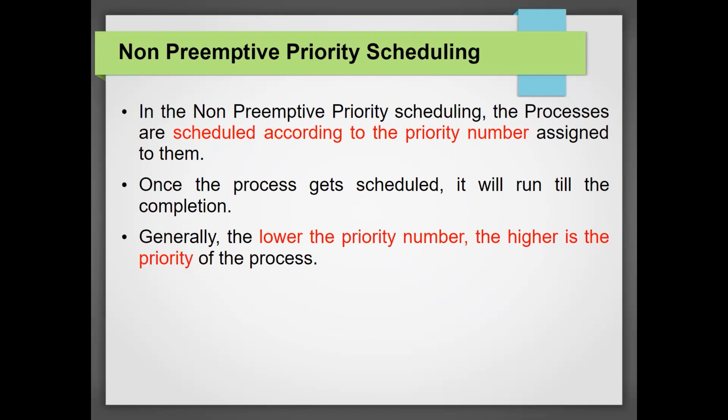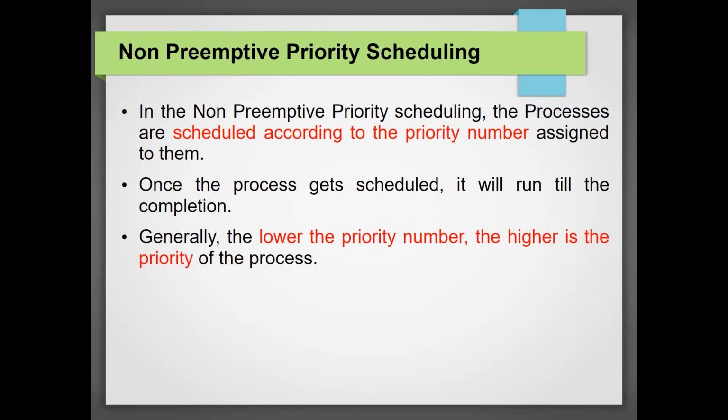Here the processes are scheduled based on their priorities. Here the lower the number, the higher the priority. For example, the process P1 has priority 1, the process P2 has priority 7, which means the process P1 has higher priority than process P2.